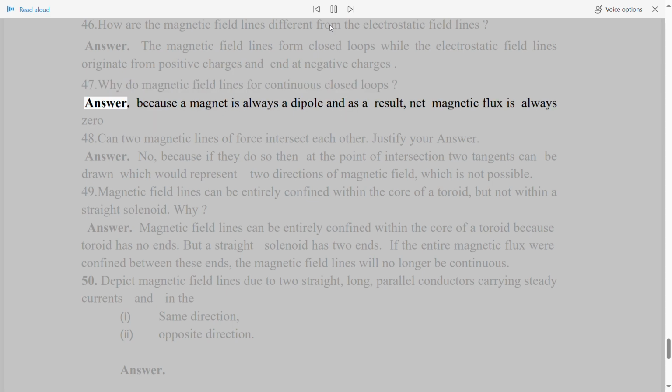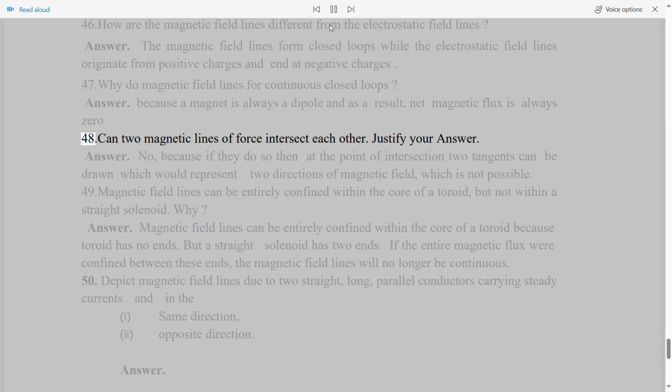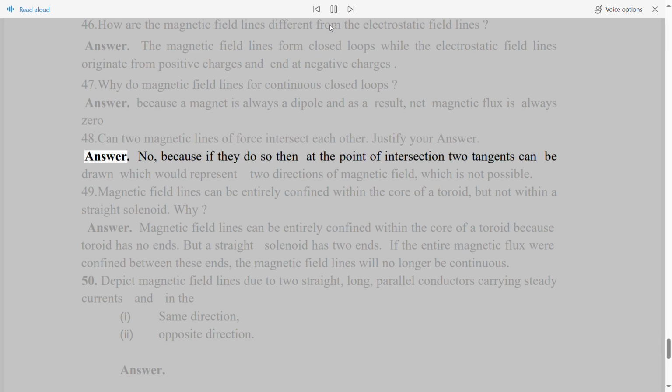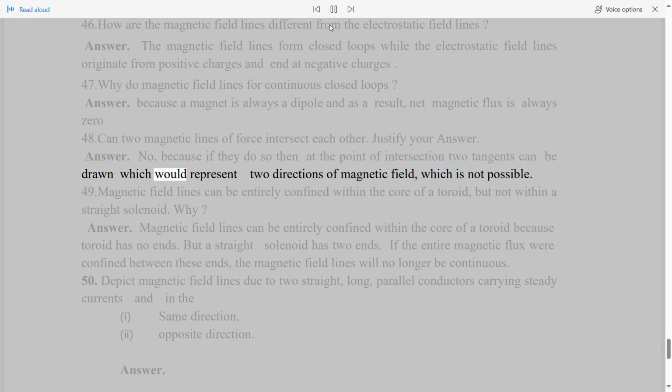47. Why do magnetic field lines form continuous closed loops? Answer: Because a magnet is always a dipole and as a result, the net magnetic flux is always 0. 48. Can two magnetic lines of force intersect each other? Justify your answer. Answer: No, because if they do so then at the point of intersection two tangents can be drawn, which would represent two directions of the magnetic field, which is not possible.